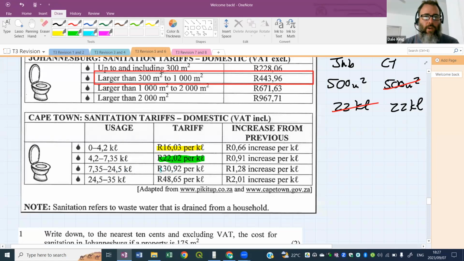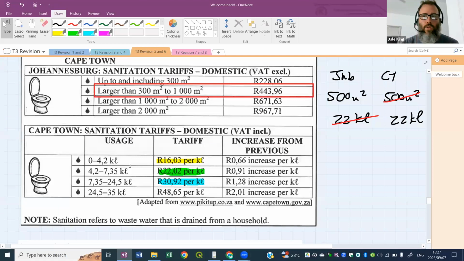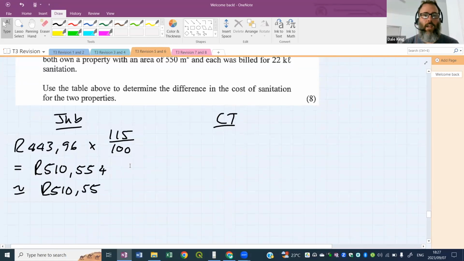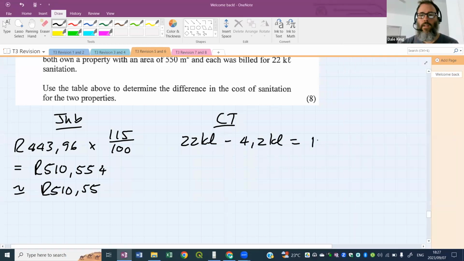7.35 to 24.5 is charged at this rate. So we're going to work through the brackets, aren't we? Yes. Okay, let's start with the first one. So we've got 22 kiloliters, Ben. I need to charge for the first 4.2 kiloliters. So I'm going to start by saying I've got 22. The first 4.2, I'm going to take off my 22, all right? And that leaves me with 22 minus 4.2, which is 17.8 kiloliters left.